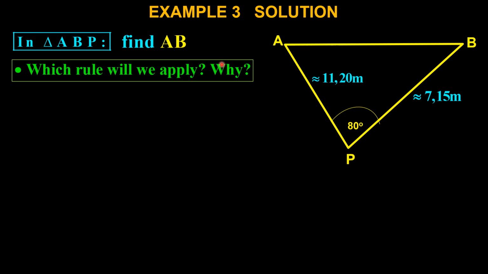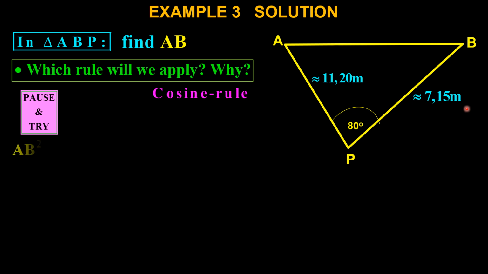So which rule do we apply? What do you notice there? Side, angle, side. And what is side, angle, side? That's correct, the cosine rule. Let's use the cosine rule now for the first time. Let's pause this and you're going to apply the cosine rule. 3 minutes at most.